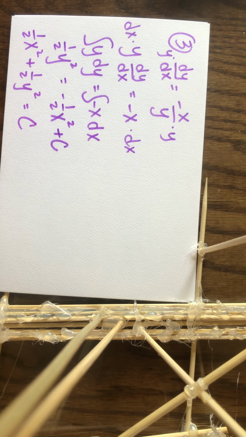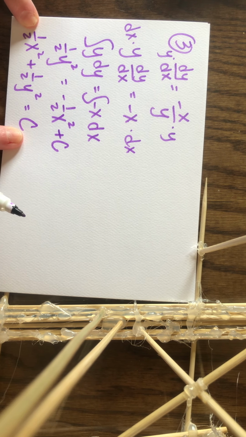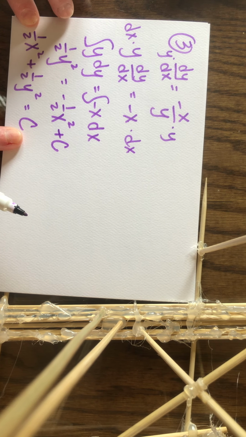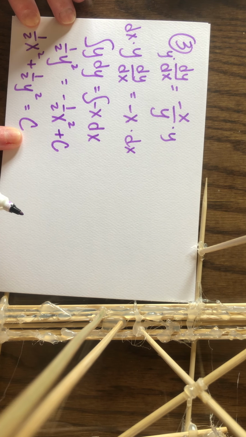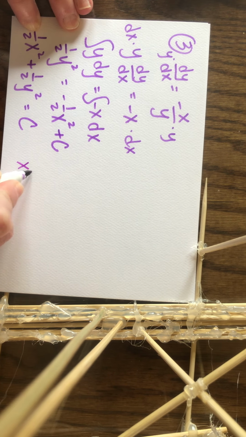And I end up with a circle with a radius of 2c that is centered at the origin. And 2c, you might ask, comes from taking each side of the equation and multiplying it by 2, so that this is in a more standard form for an equation of a circle. So I multiply each side by 2, and I get x squared plus y squared equals 2c.